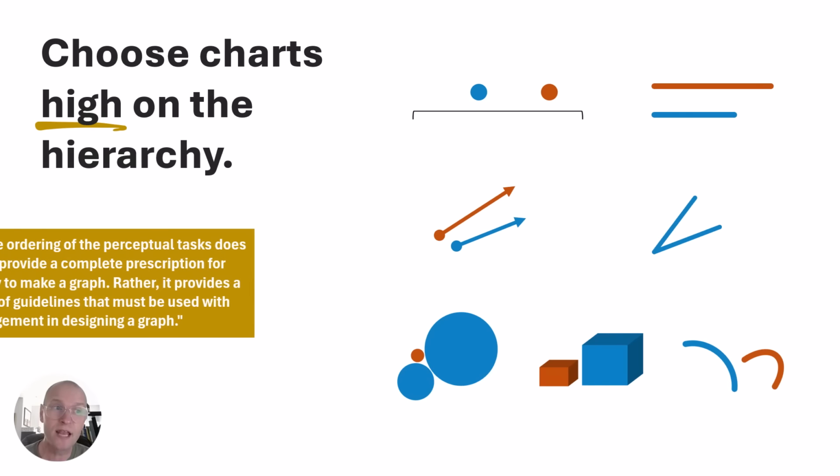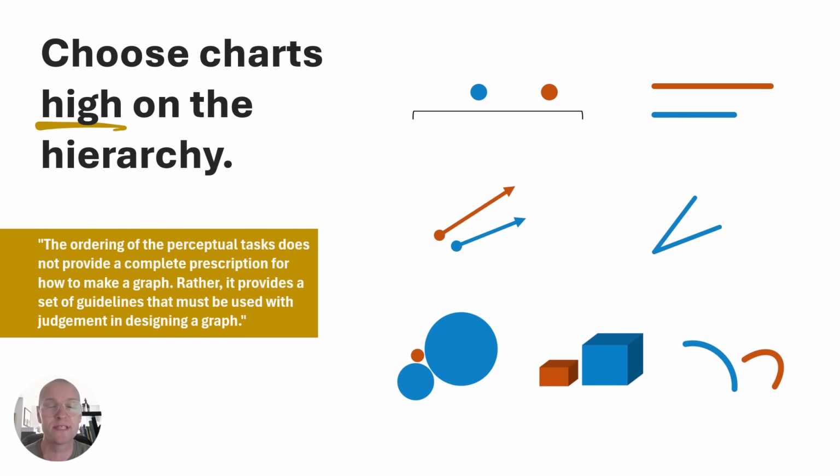But I do want to note, like the classic evaluator saying, it always depends. So Cleveland and McGill in that paper, they say that the ordering of the perceptual task does not provide a complete prescription on how to make a graph. So you should take all of these things into account when you're choosing graphs. There might be some reasons why you want to choose a pie chart. There might be some reasons why you want to choose different kinds of charts for the types of data that you have. And that's what we're going to talk about in the next little mini bite.